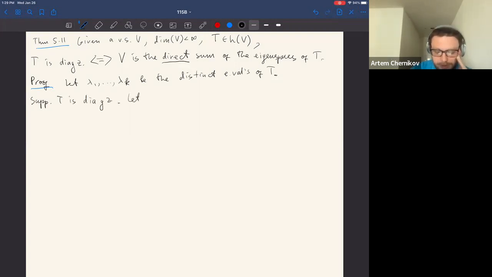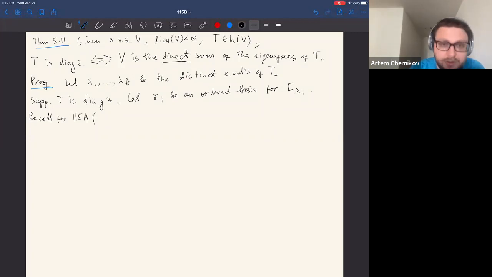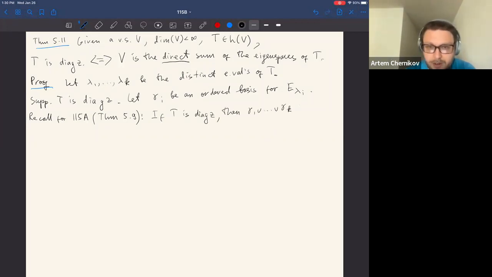All right. And let gamma I be an ordered basis for the corresponding eigenspace. So for E lambda I. Okay. Now we have an important result from 115a that I want to remind you. So recall from 115a, and this is theorem 5.9 in the book. Okay. So we have that if T is diagonalizable, okay, then the union gamma one, etc., gamma k is an ordered basis for T consisting of eigenvalues.